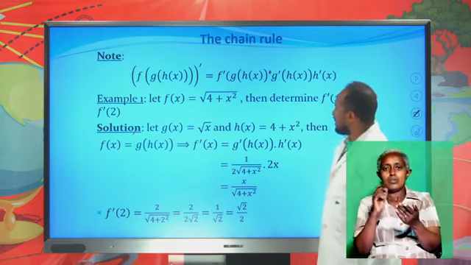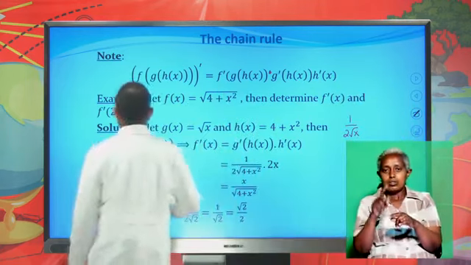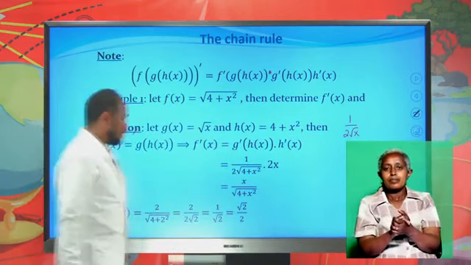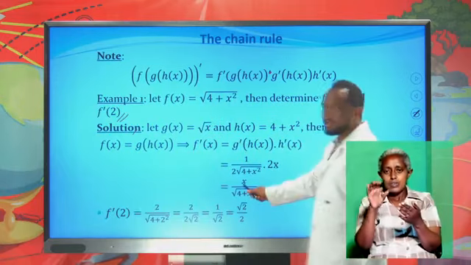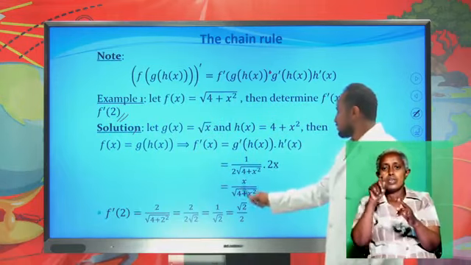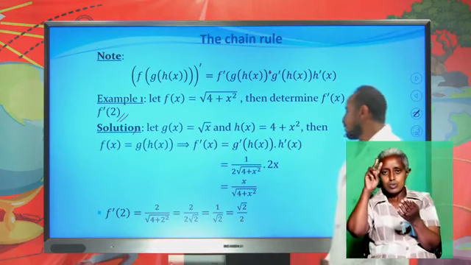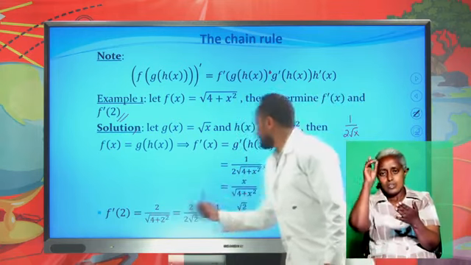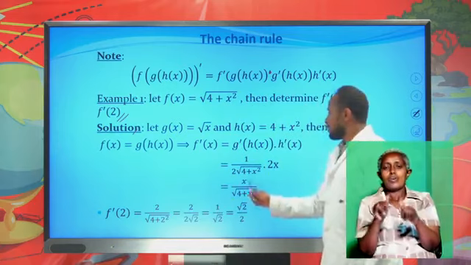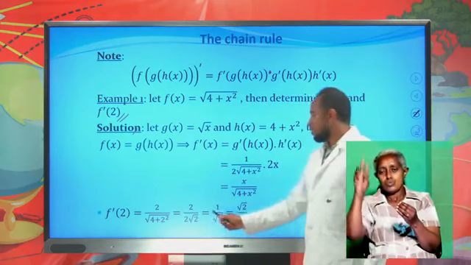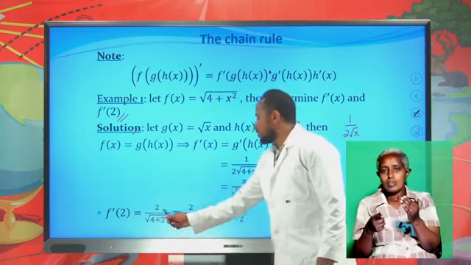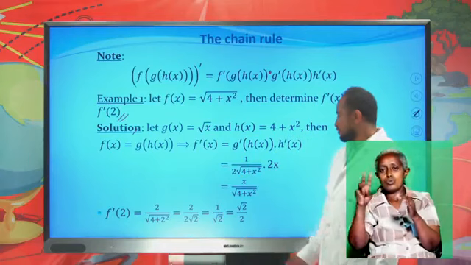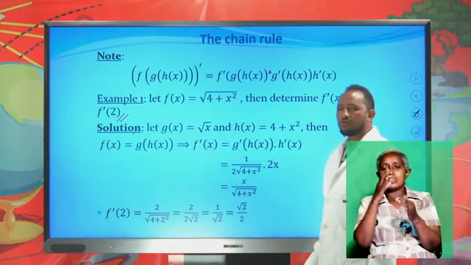Okay, now we are also asked to find the derivative of this function at 2. Since we have found the derivative of the function to be x over the square root of 4 plus x squared, putting 2 here, f derivative of 2 equals 2 over the square root of 4 plus 2 squared. So this equals 2 over the square root of 8. The square root of 8 is 2 root 2. So simplifying this, you get 1 over the square root of 2, and rationalizing it, you get the square root of 2 over 2.